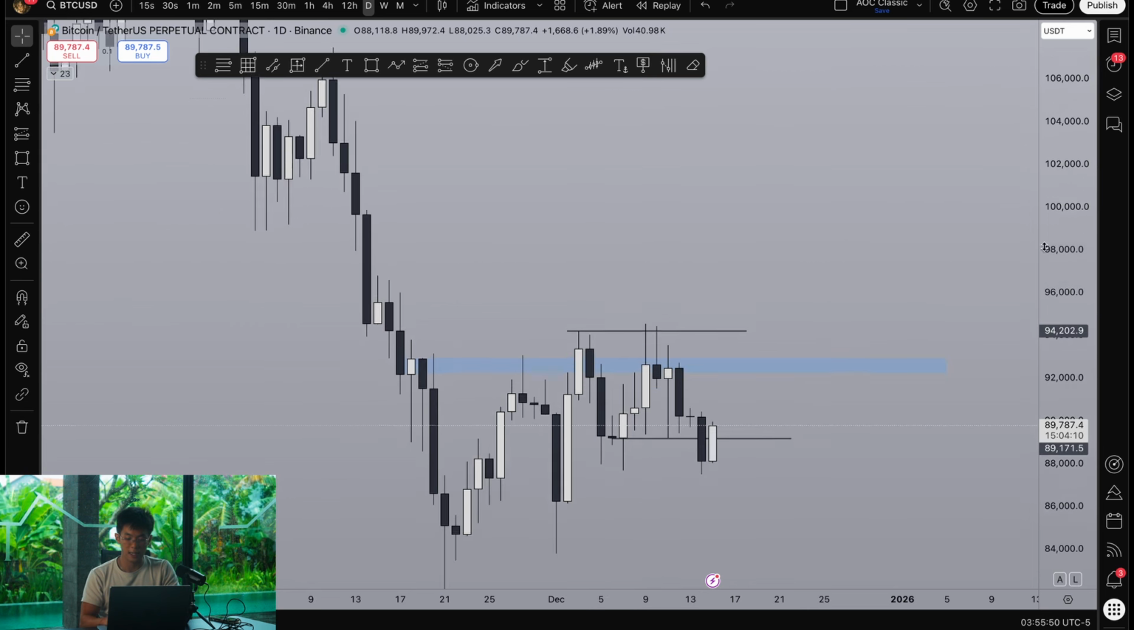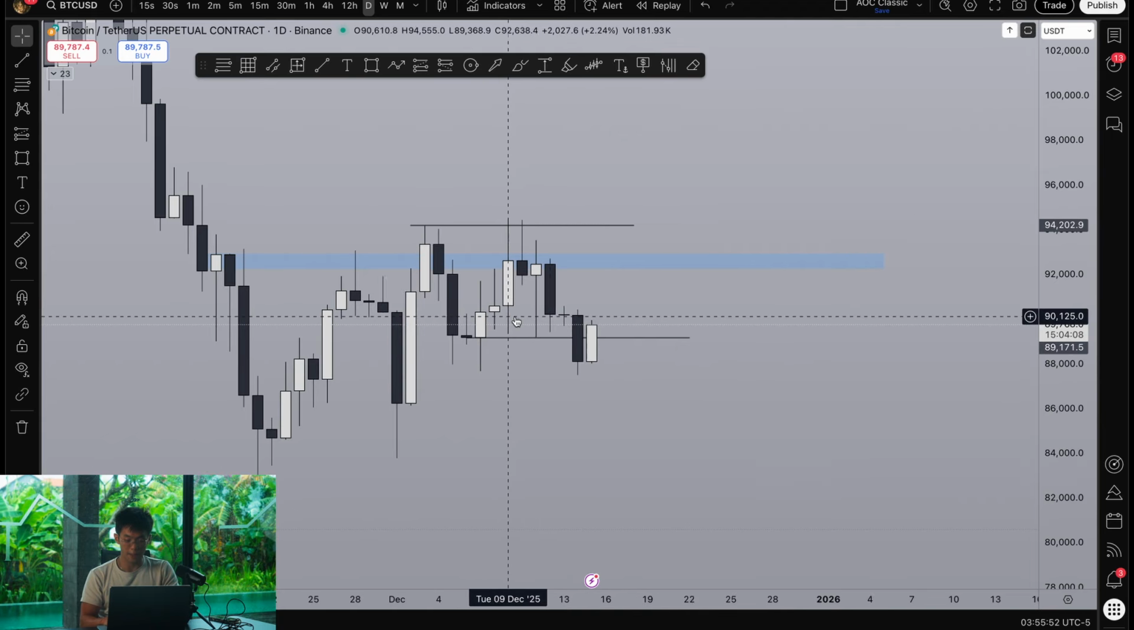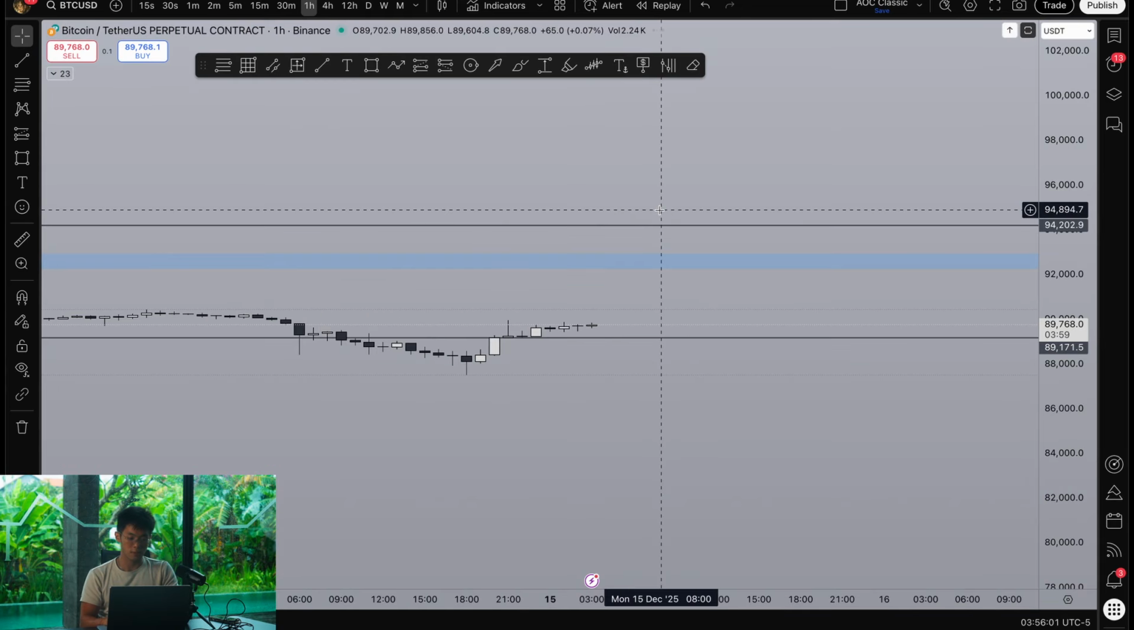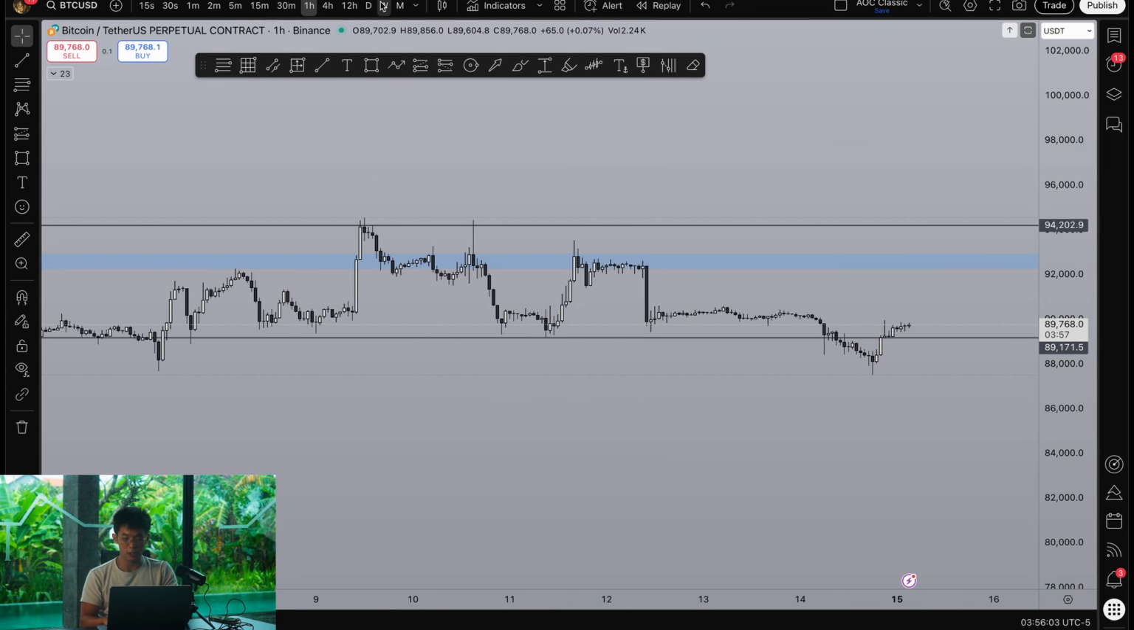So just understand the setup for this week. If I were to map it out on a day-by-day basis: Monday, Tuesday, and then Wednesday, Thursday, Friday, and then on Friday you will start kind of ranging, like what we saw this Saturday as well. So now that that makes sense, let's start getting into the intraday trade for the day.